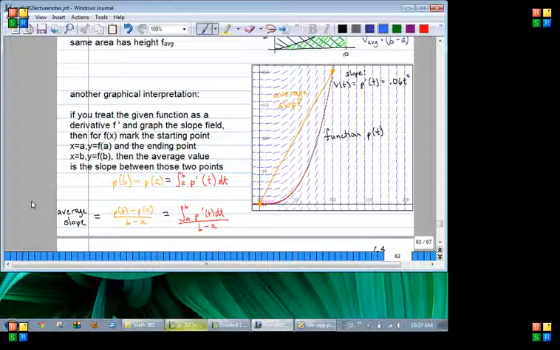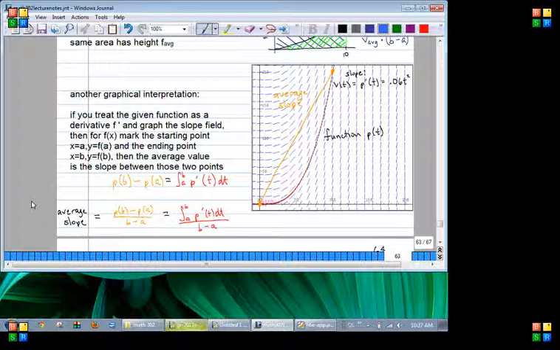Well, one thing that we know is that if you integrate p prime, in other words, you're integrating the velocity, you get p of b minus p of a. Now I'm just going to divide both sides by b minus a. If I divide on the right side, I get this formula. And if I divide on the left side, I get p of b minus p of a over b minus a. That's just the slope between 2 points.